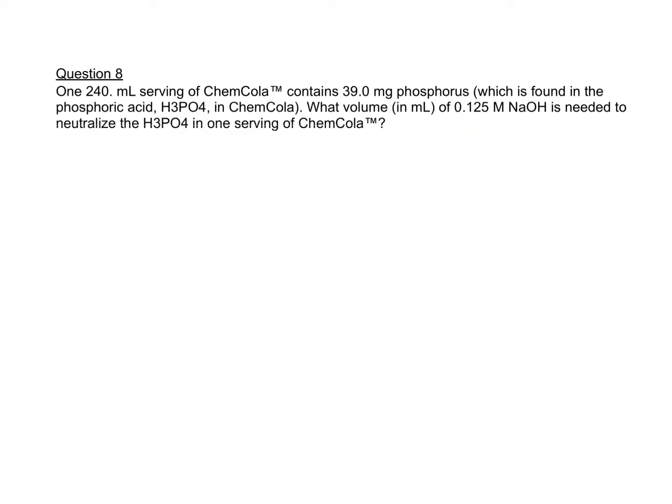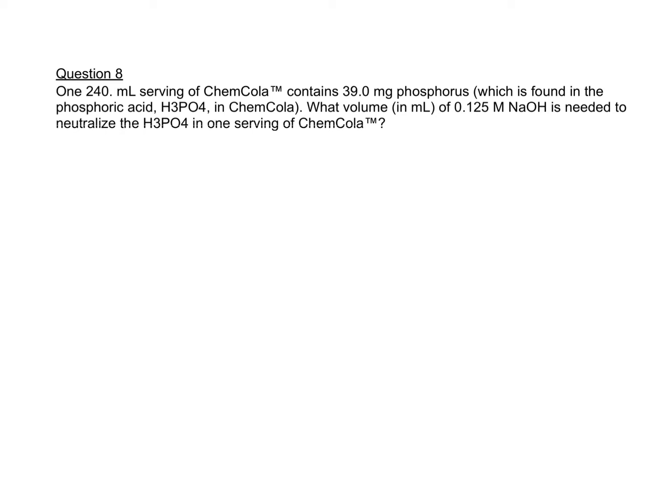Okay, and the second question we're going to look at is question 8. Again, this one may have different versions, but they'll be similar in concept. This one has a certain serving of chem cola that has a certain amount of phosphorus in it, which is in the phosphoric acid in the chem cola. And we're being asked the volume of a certain concentration of sodium hydroxide that's needed to neutralize the phosphoric acid in the chem cola.